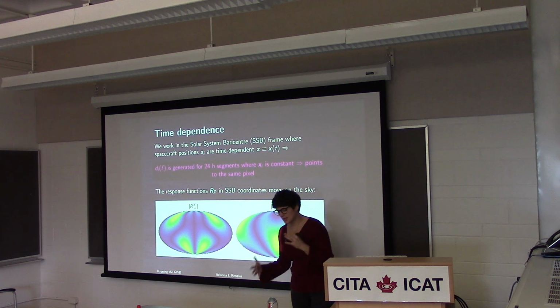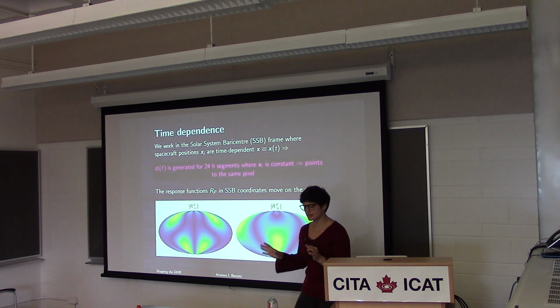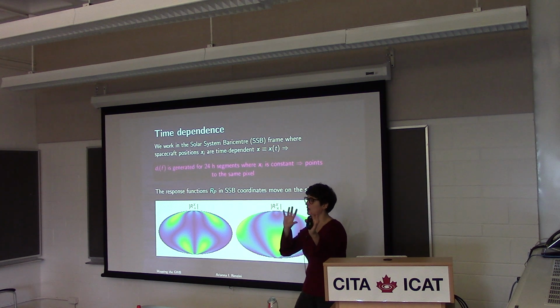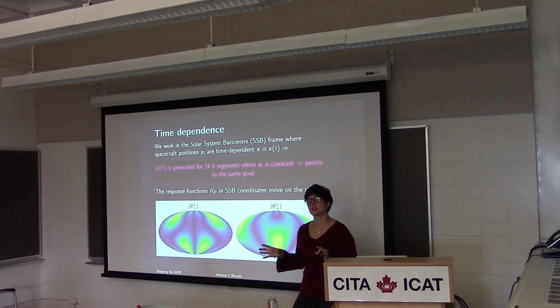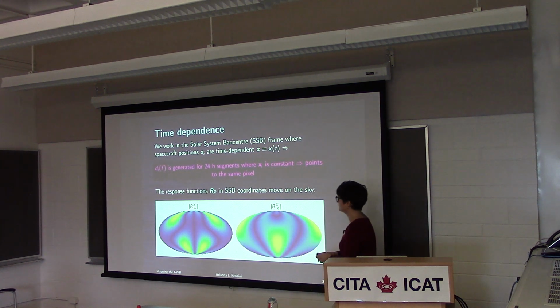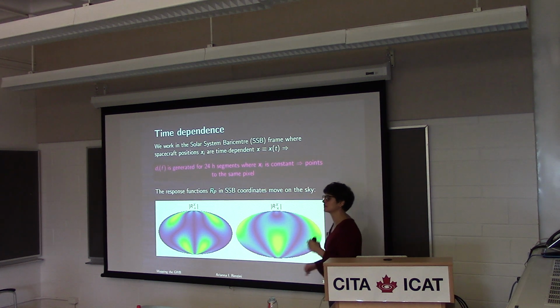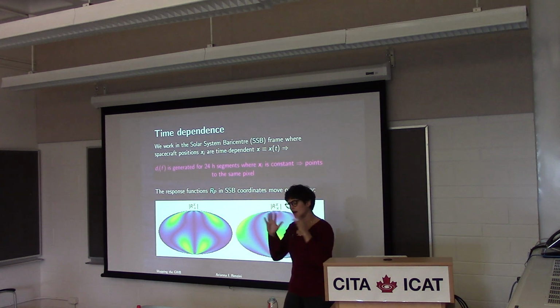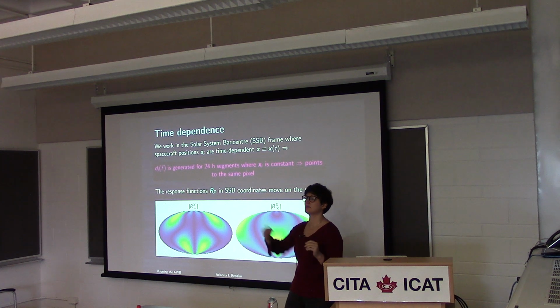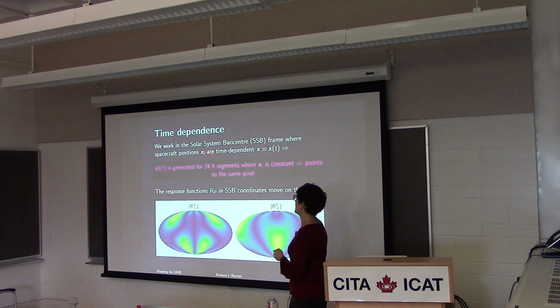Now, to understand how we make the maps, just like we did with LIGO, we want to look at how the sky response for the LISA TDI channels looks like. So we're working in the solar system barycenter frame now. Again, the 3 spacecrafts are going to be moving in this frame, and the response is going to depend on how they're moving, so x is a function of time.